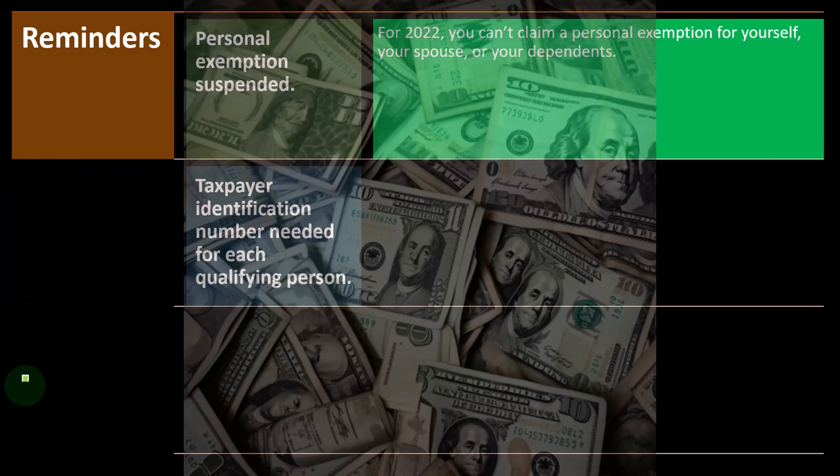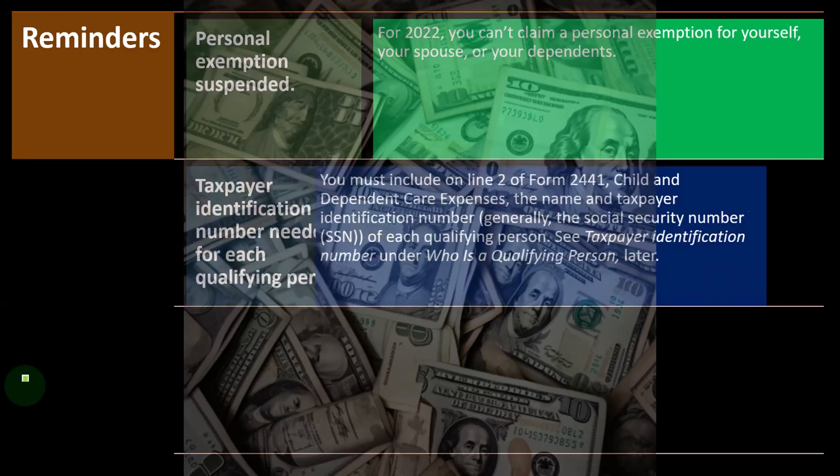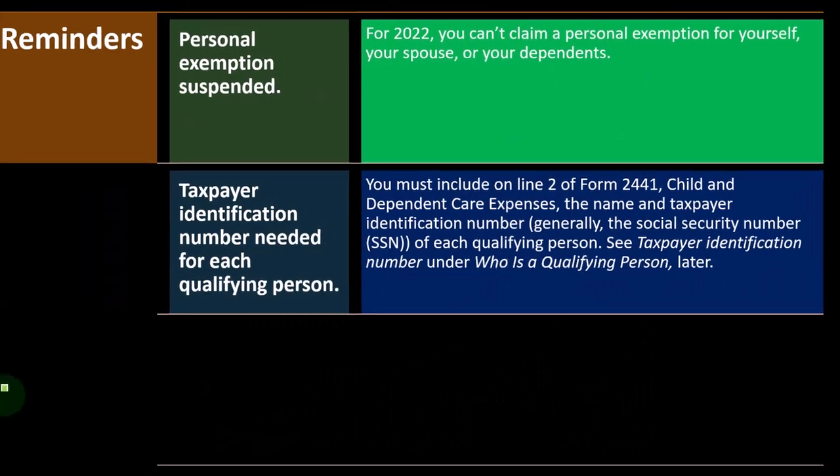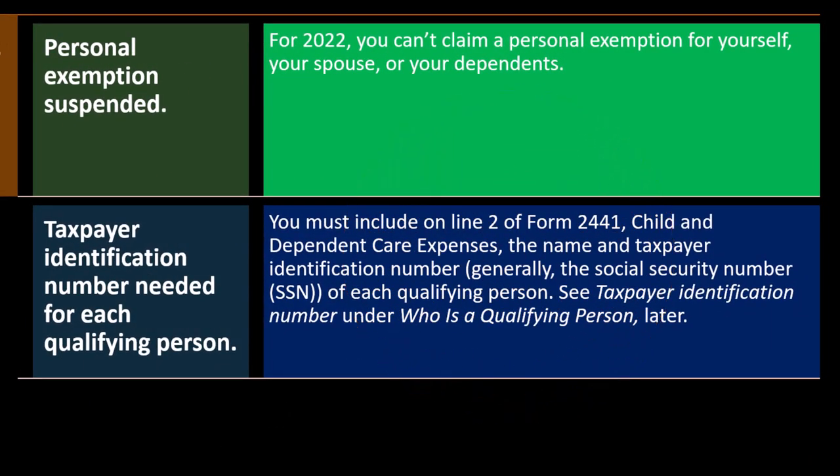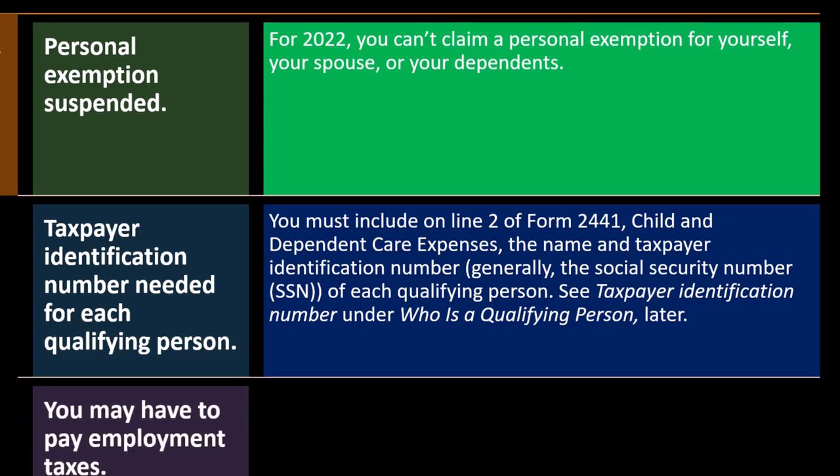Taxpayer identification number needed for each qualifying person. You must include on line two of Form 2441, child and dependent care expenses, the name and taxpayer identification number, generally the Social Security number, SSN, of each qualifying person. See the taxpayer identification number under who is a qualifying person. We'll talk about that later, but clearly if you're going to have a credit related to a qualifying child for these expenses, then you're going to have to give a number related to them, because the IRS sees them as a number, typically the Social Security number.